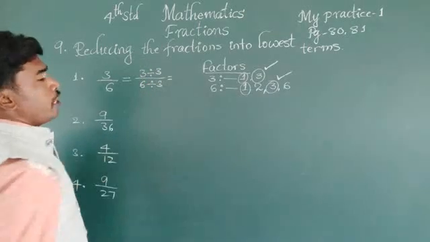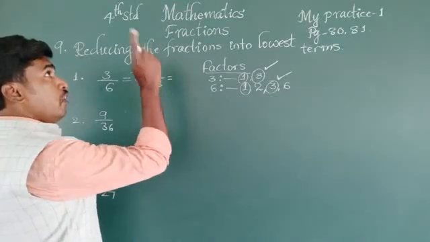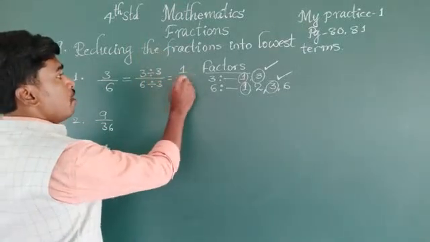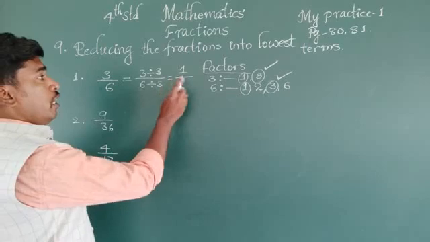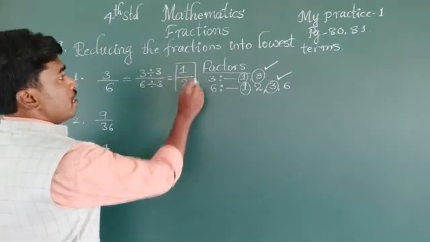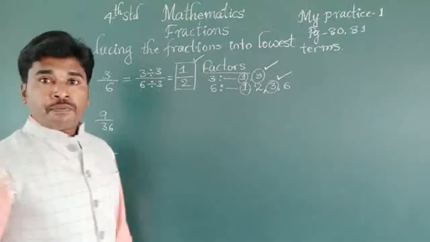What is the answer you are getting? 3 divided by 3 is 1 and 6 divided by 3 is 2. So the answer is 1 by 2.